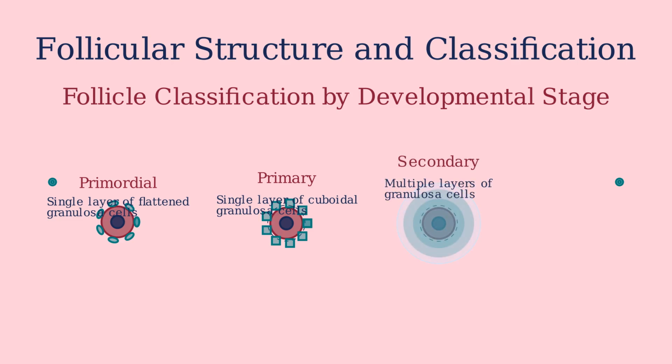Secondary follicles display multiple layers of granulosa cells and the beginning of theca cell formation. The most advanced stage is the antral follicle, characterized by a fluid-filled cavity called the antrum, with the oocyte pushed to one side. These follicular stages also differ significantly in size.